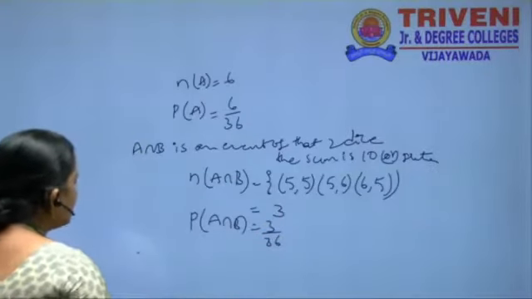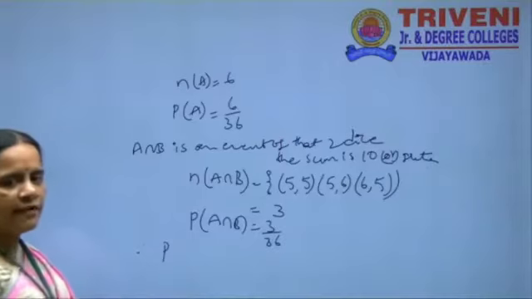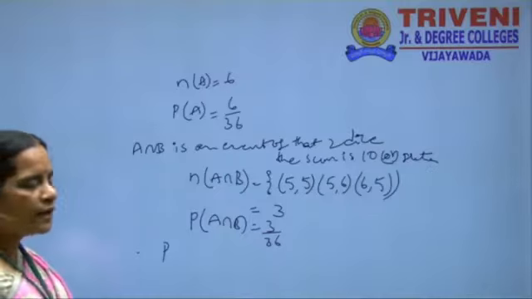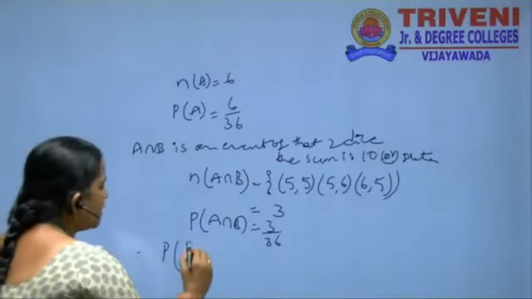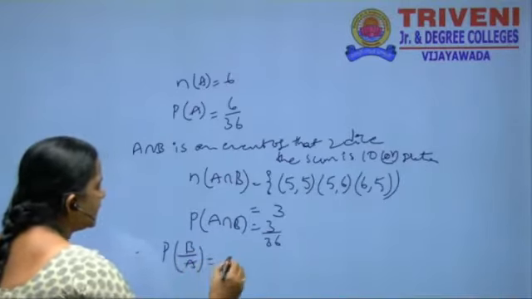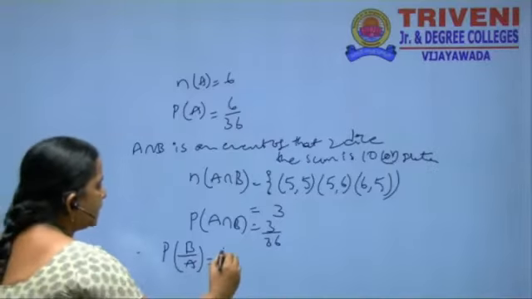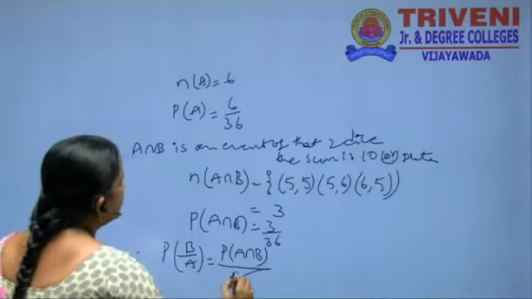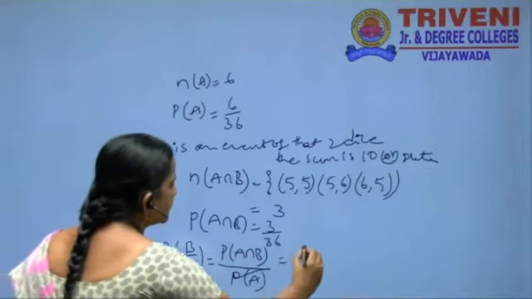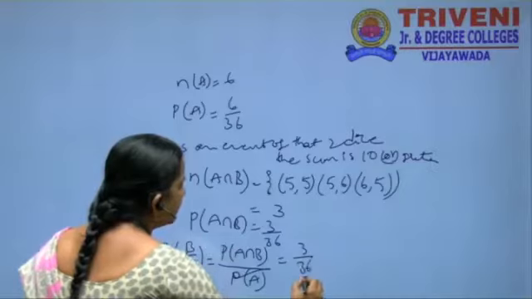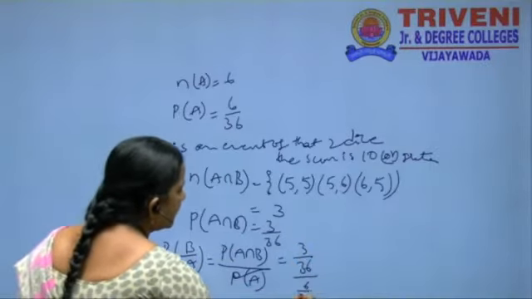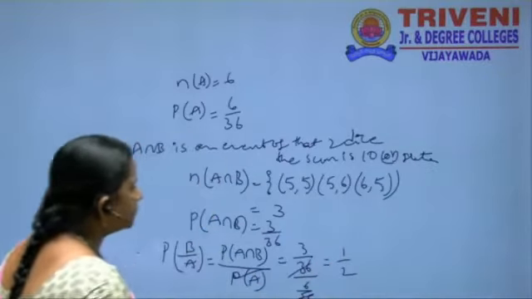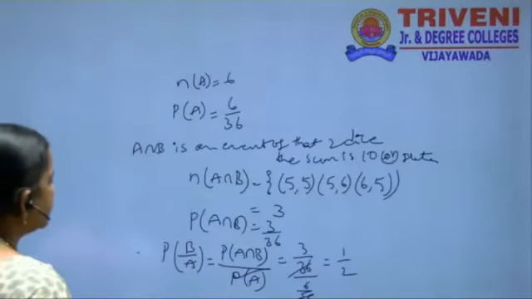Therefore, P of B by A is the event of 5 appears on the first die, but the total is also 10 or greater. P of B by A is P of A intersection B by P of A. P of A intersection B is nothing but 3 by 36, and P of A is 6 by 36. 36 cancels here, so we get 1 by 2.